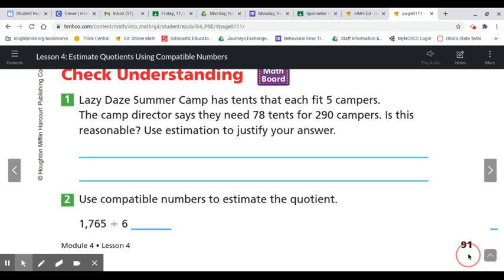All right, let's take a look at the bottom of page 91. We are going to finish up lesson 4.4 today, starting with the check understanding questions.